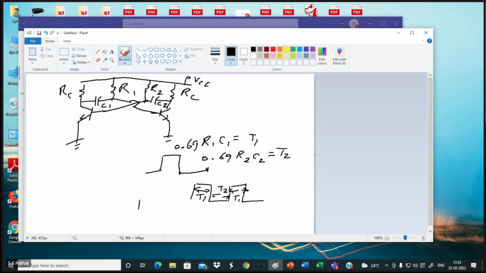And what is the time period of this oscillation? T1 plus T2. I'm calling it time period T0. So what is the frequency? F naught is 1 by T0 hertz, if T0 is in seconds. 1 by T0 seconds becomes your hertz. So that way the oscillation frequency and even the duty cycle, if you want, you can control in an astable multivibrator. This is astable.